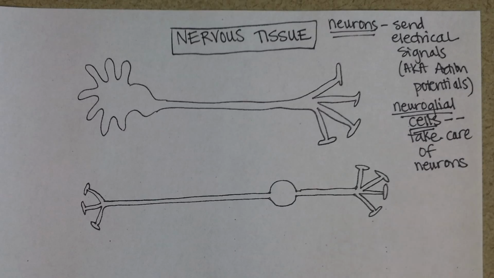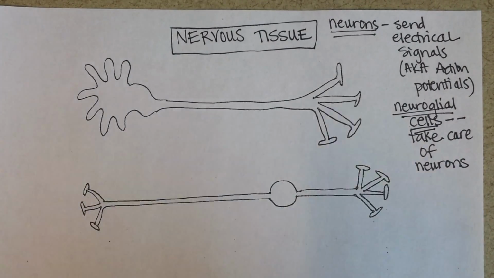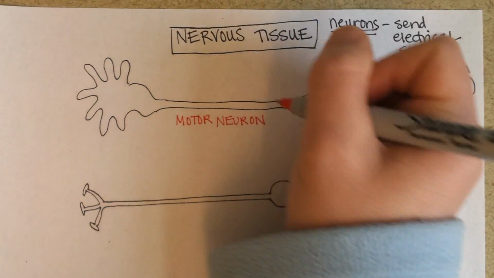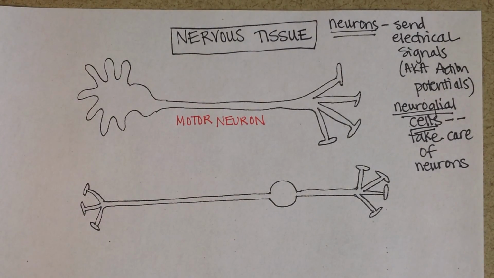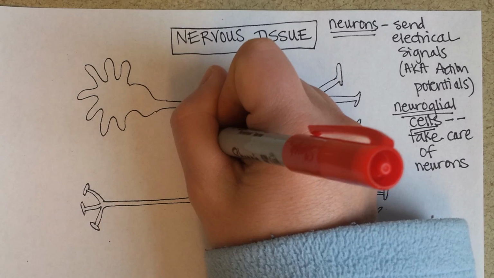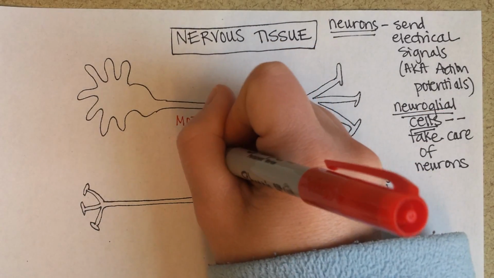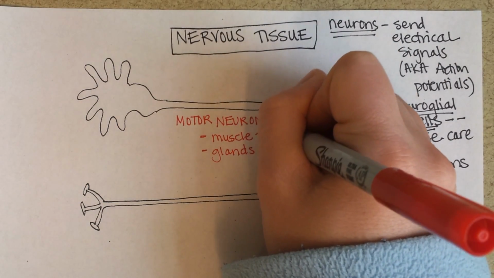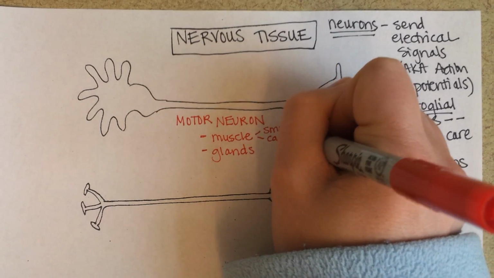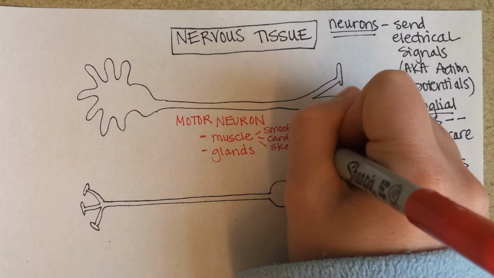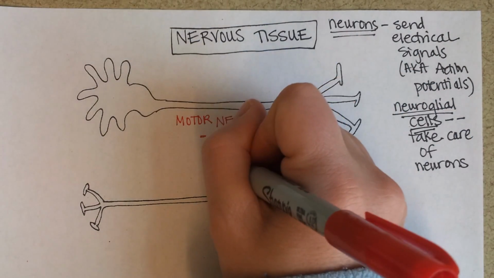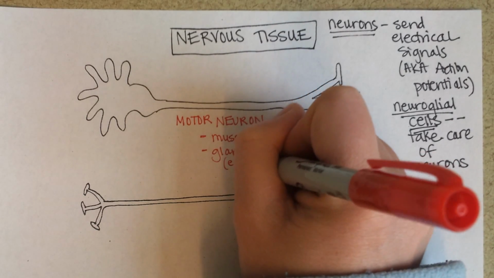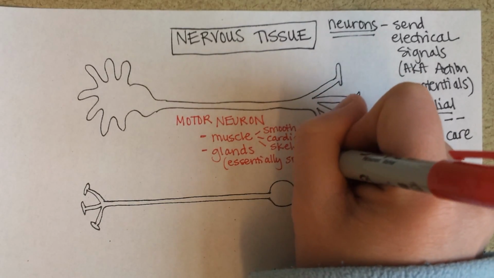If you get a red pen, we'll use that to talk about the motor output. A motor neuron is going to make something move or work. The targets are going to be muscle or glands. Three kinds of muscle: smooth muscle, cardiac muscle, and skeletal muscle. And really affecting a gland is the smooth muscle that surrounds it. So essentially that's like affecting the smooth muscle around a gland.